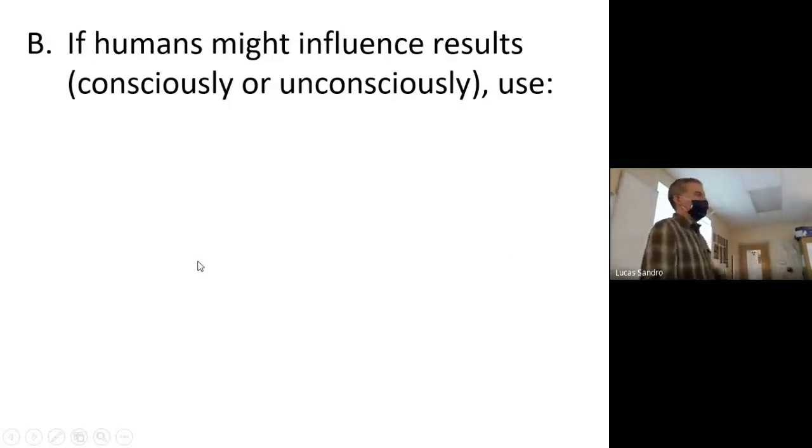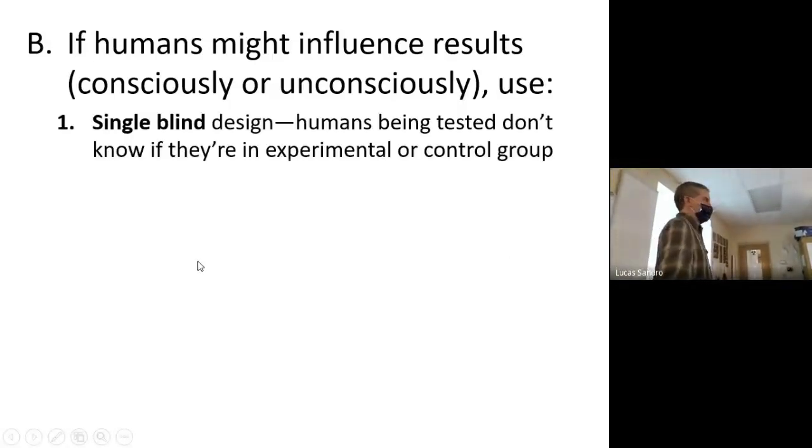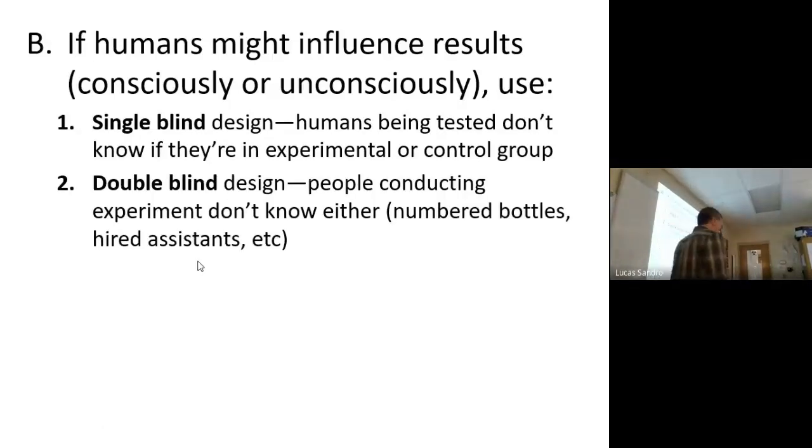So the patient not knowing what group they're in, that's called single blind. Researchers not knowing either, Allie was absolutely right, we call it double blind. And double-blind design is absolutely essential when humans are involved, both as subjects and experimenters.